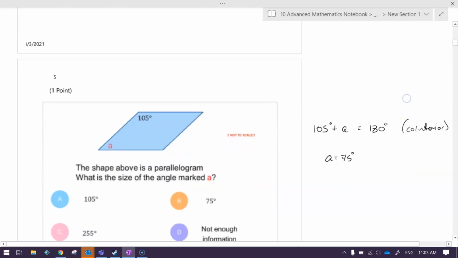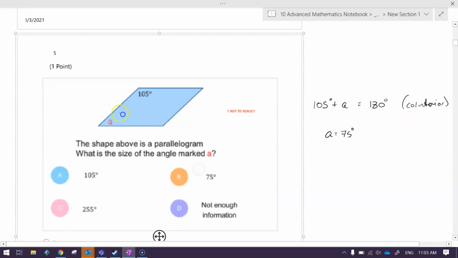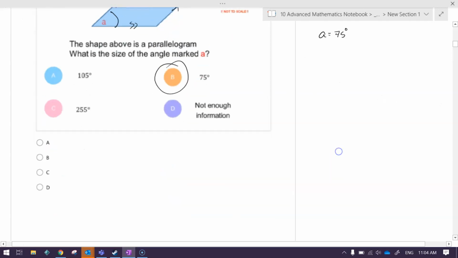This one here. What is the size of the angle marked A? A and 105 are co-interior. It says it's a parallelogram, so I'm allowed to think of those sides as being parallel, or these ones. But those two being parallel, the top and bottom, co-interior angles are supplementary. Add up to 180. Do the maths. B must be my answer there.